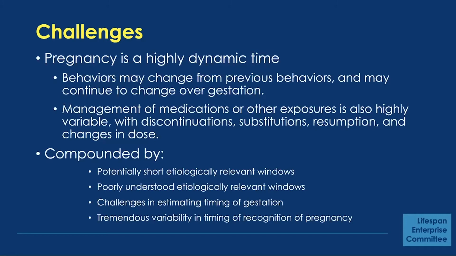So these issues are compounded by the fact that we have potentially short etiologically relevant windows. And as I mentioned earlier, we often don't understand those windows. It's challenging to estimate the timing of gestation, and there's also tremendous variability in the timing of recognition of pregnancy. So we know that often a lot of changes happen around when a woman recognizes that she's pregnant, but the timing of when that pregnancy recognition occurs is also highly variable from pregnancy to pregnancy, resulting in a lot of behavioral changes that can span across multiple weeks or months of gestation when you're looking across a group of pregnancies.